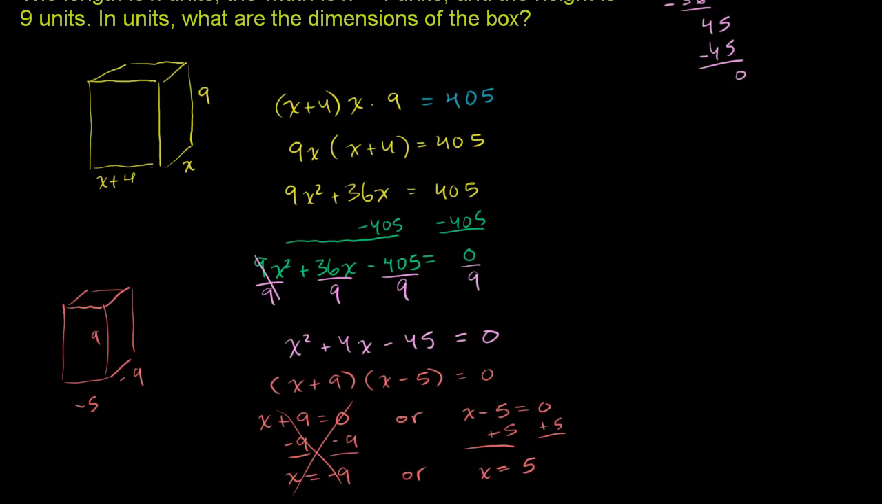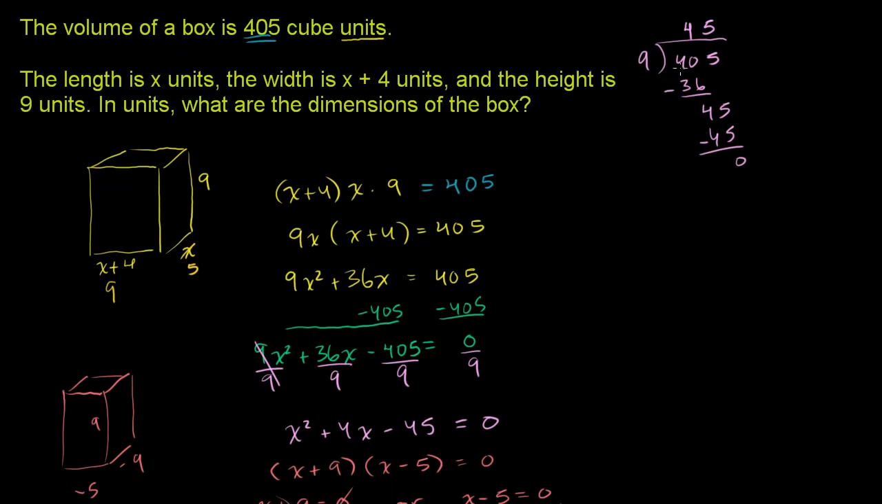So let's see what happens with x equals 5. If x equals 5, x plus 4 is 9, and this dimension right here is going to be 5. That seems pretty reasonable for our reality. And let's verify that this does end up with a volume of 405. 9 times 5 is 45, times 9 is indeed 405. We just figured that out over here, that 45 times 9 is 405. So we're done.